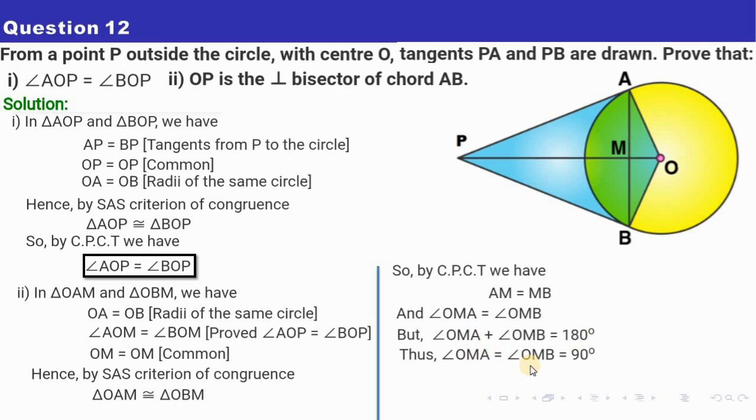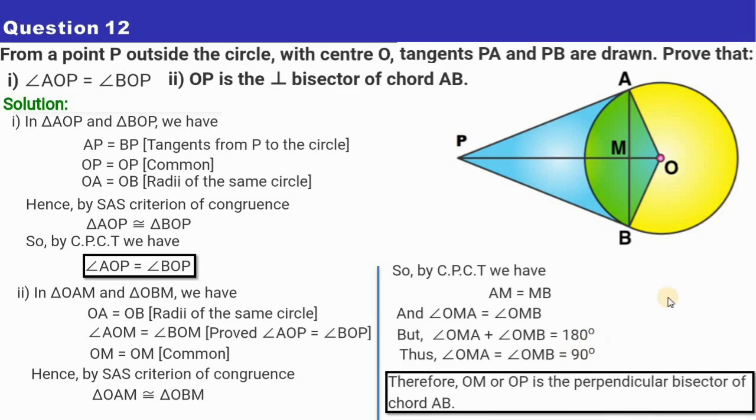So we have OMA equals OMB equals 90 degrees, that is this angle is 90, this angle is also 90. So we have successfully shown that OP is not only a bisector, but it is bisecting AB in a perpendicular manner, because it is 90 degrees. That's why we say OM or OP is the perpendicular bisector of chord AB.